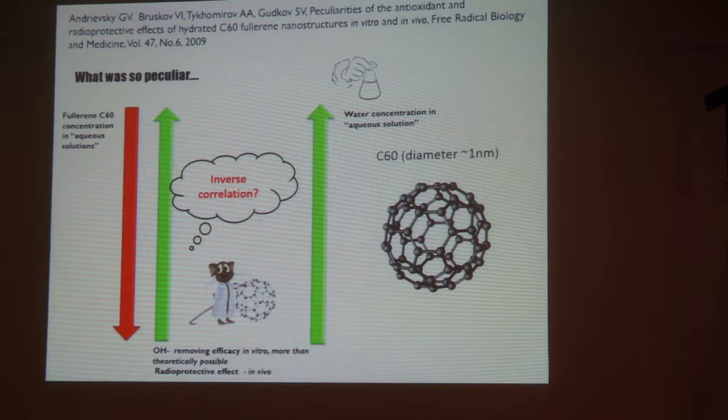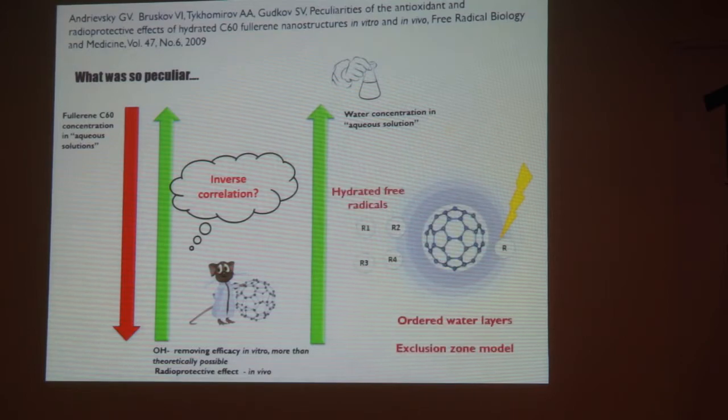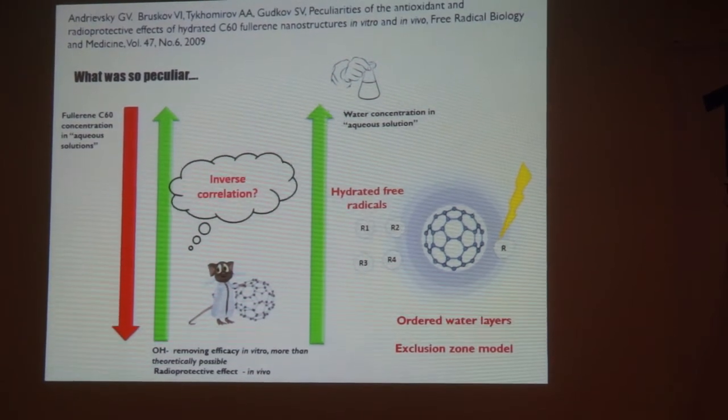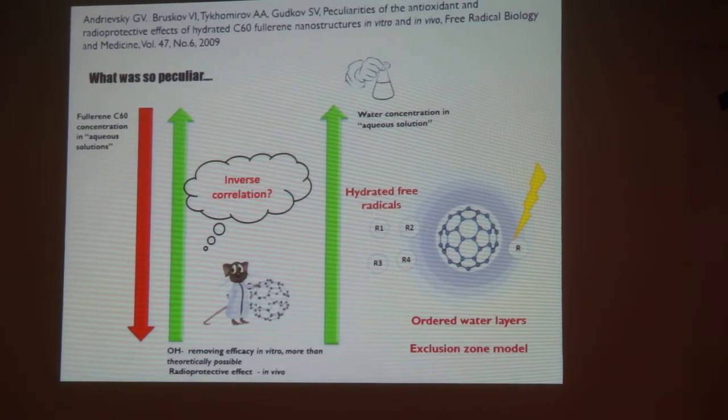And they came up with two hypotheses to explain this behavior of water solutions of fullerene. They actually proposed that around this nanomaterial, exclusion zone forms. And this exclusion zone water is actually responsible for neutralization of free radicals, because free radicals have these hydrated shells, which are easier to recombine with this water in exclusion zone. And when it comes to radioprotective effect, due to the low mobility of water in exclusion zone, they cannot migrate easily from the loci of their creation.